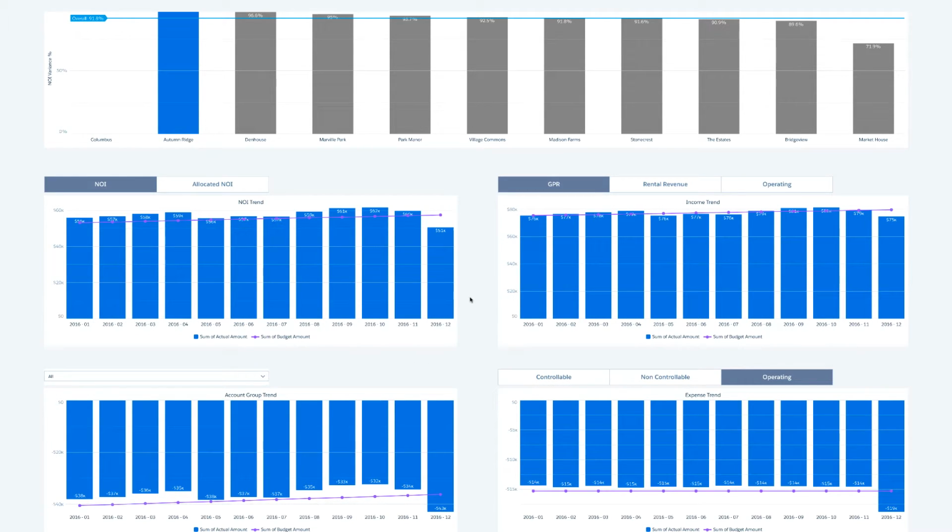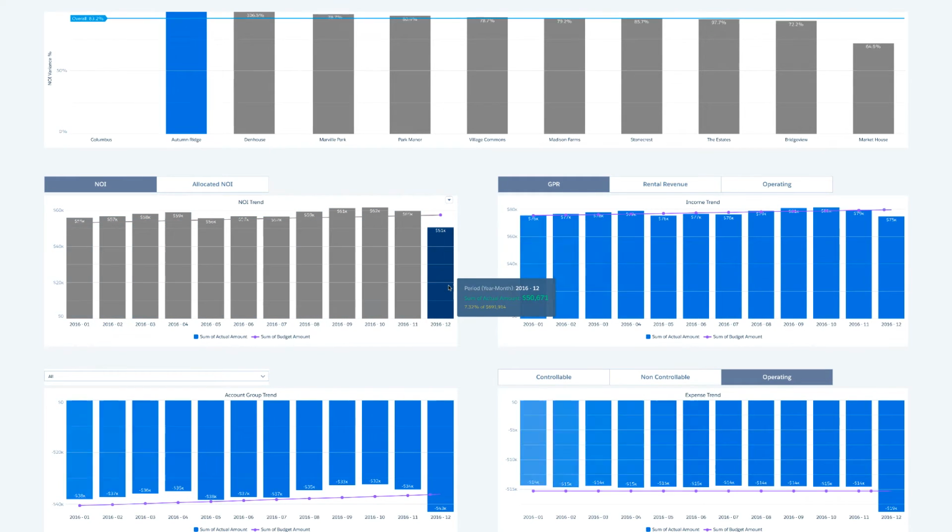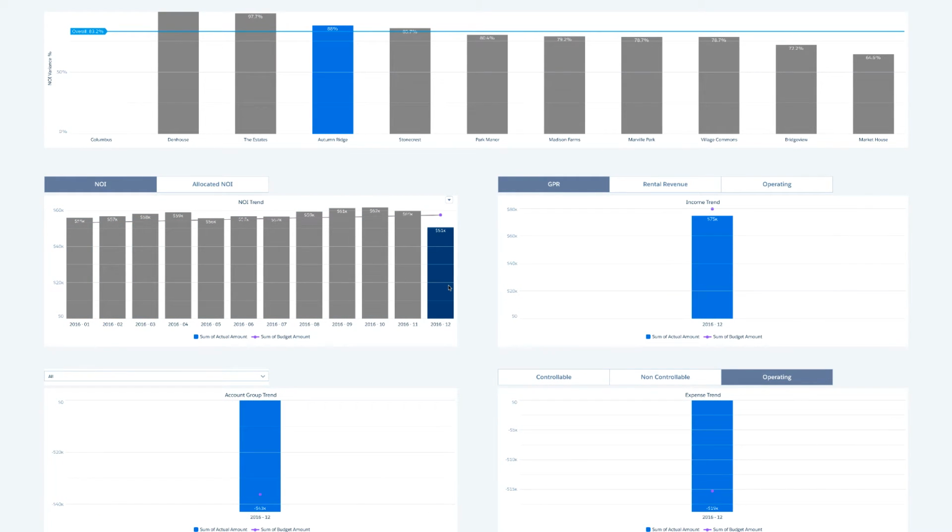My net operating income for December, as shown by the blue bar, did not meet the expectations for budget by the purple line. Now, as an asset manager, I need to figure out why. I want to focus on last month, which I do by clicking on the bar in net operating income. This filters the rest of my charts to the same month, which makes my analysis faster.